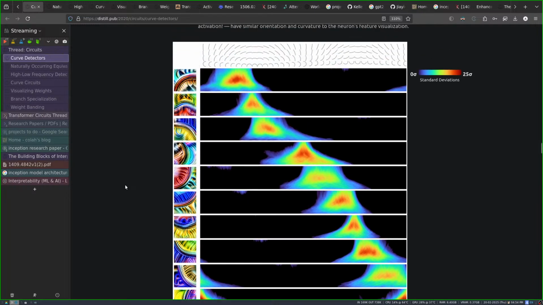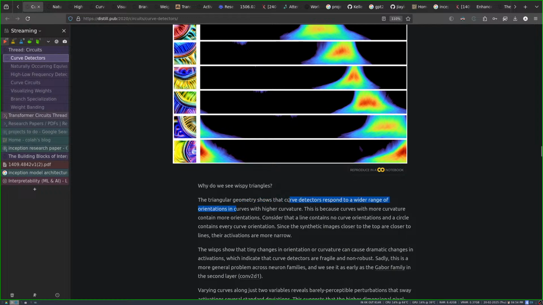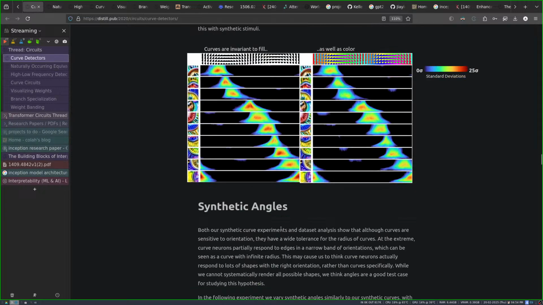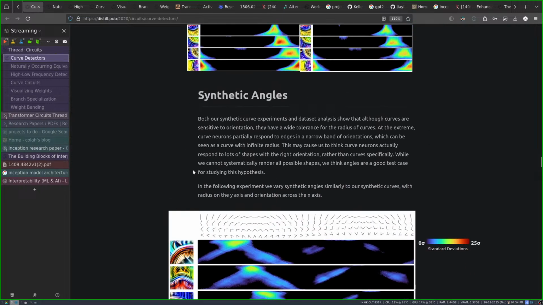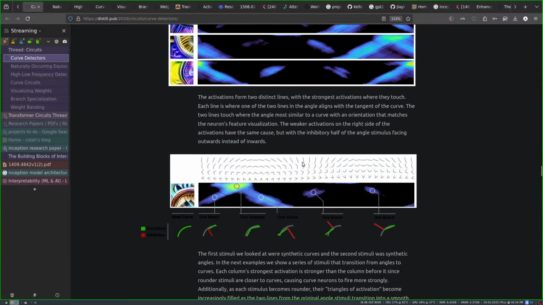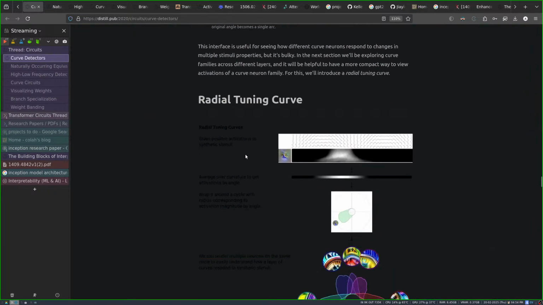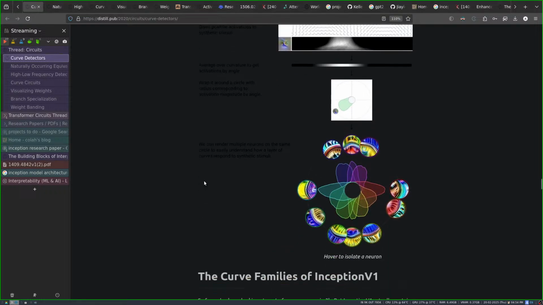Why do we see discrete triangles? Extreme curve neurons partially respond to edges. Same thing with edges. Radial tuning curve. Given a positive activation to synthetic stimuli, we can render multiple neurons on the same circle.